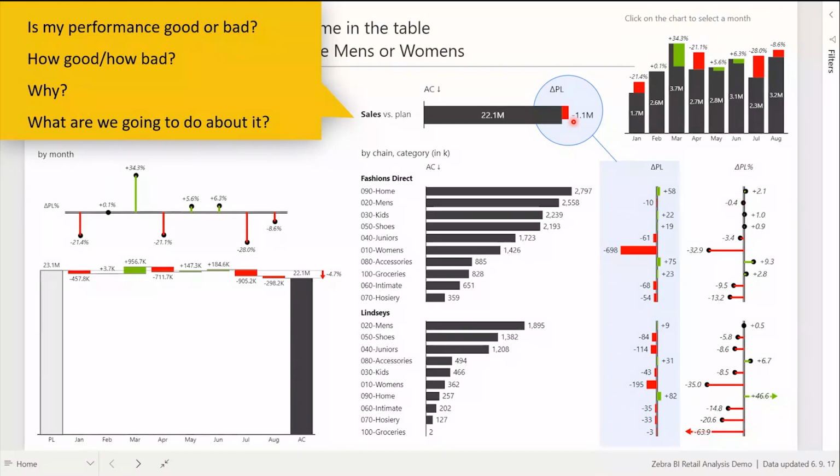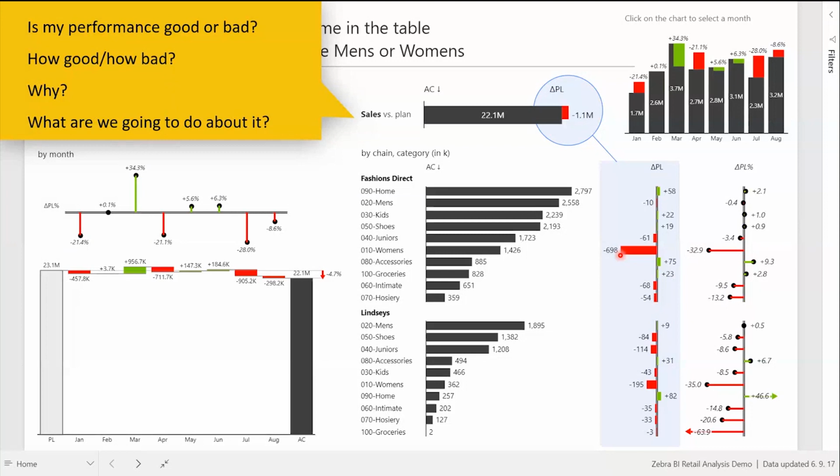And then the fourth question: what are we going to do about it? Well, at the moment, I still don't know, right? Because now, of course, I would have to dig into this women's category, which again, you have to somehow provide. For example, if I had another breakdown here, if I had a nice report page tooltip that would explain what is going on within the women's category, if I had a nice drill through to another page that would provide much more detail, then I would understand exactly what's going on with this particular product category.